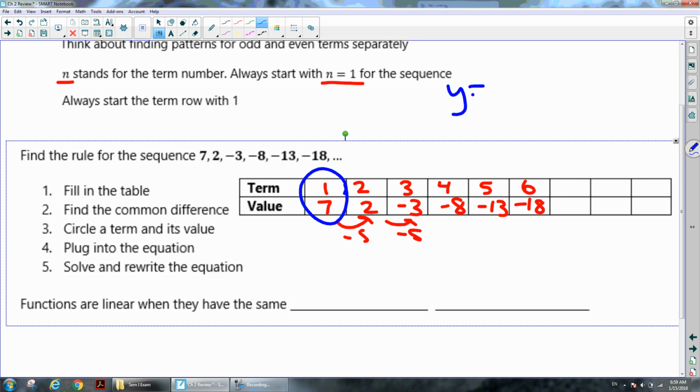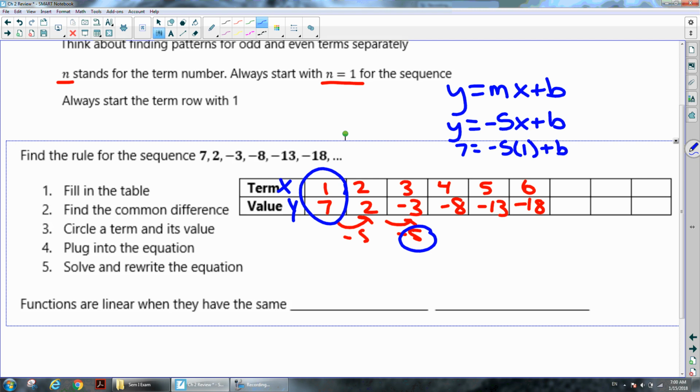So normally, if it has a common difference, this will be a line, y equals mx plus b. This -5 is our slope. Okay, we circled 1 and 7. We can plug them in. So 1 is x, 7 is y. So this equals -5 plus b.